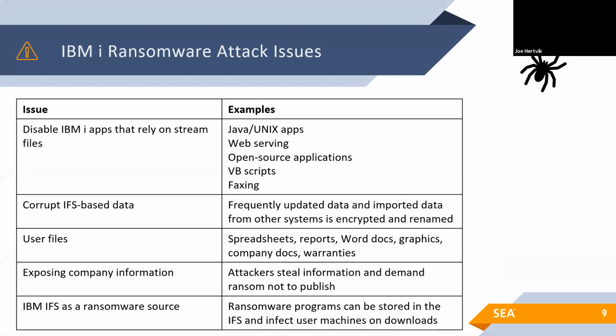Now, practically speaking, how does it affect your IBM i processing when folders and files in the IFS get encrypted and renamed? Well, the first thing that happens is IBM i apps that rely on stream files in the IFS will no longer work. Java is a good example. Any Unix apps that you run under PASE may no longer work because their executables and other support files are stored in the IFS. If you're running your IBM i as a web server or storing HTML files there, they may get encrypted and no longer work either.